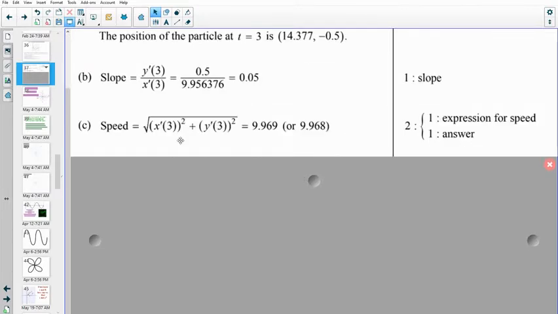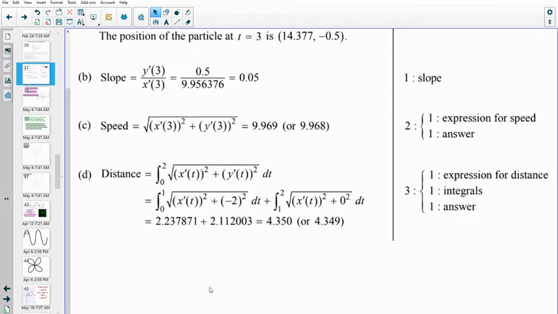Part C, the speed. Well, we've actually found up here on part B the horizontal component of the velocity and the vertical component of the velocity. So we're just going to take 9.956376 squared plus 0.5 squared, the square root of the sum of the squares of the components of the velocity. That's where that 9.969 comes from. I get 1 point for the expression, knowing that it's the square root of the sum of the squares of the components, and then 1 point for the answer. And then finally, part D, the distance that it travels is the integral of the speed function.